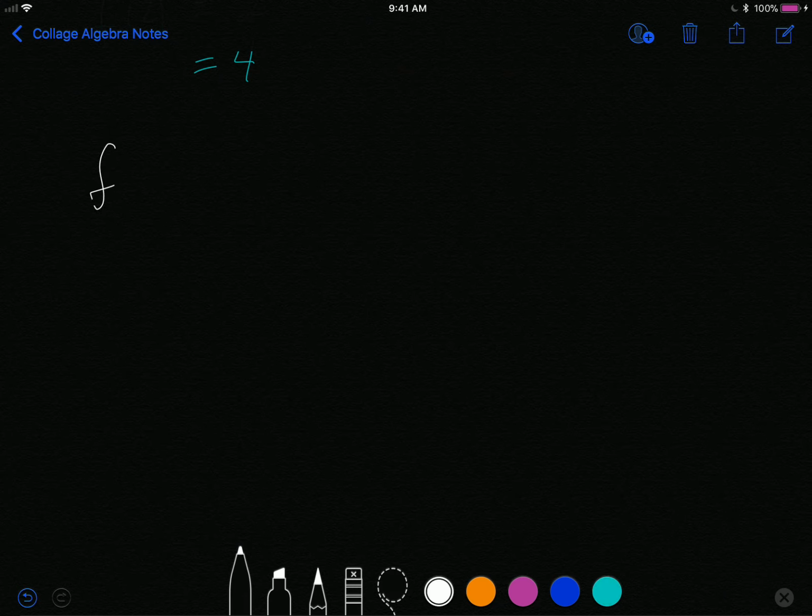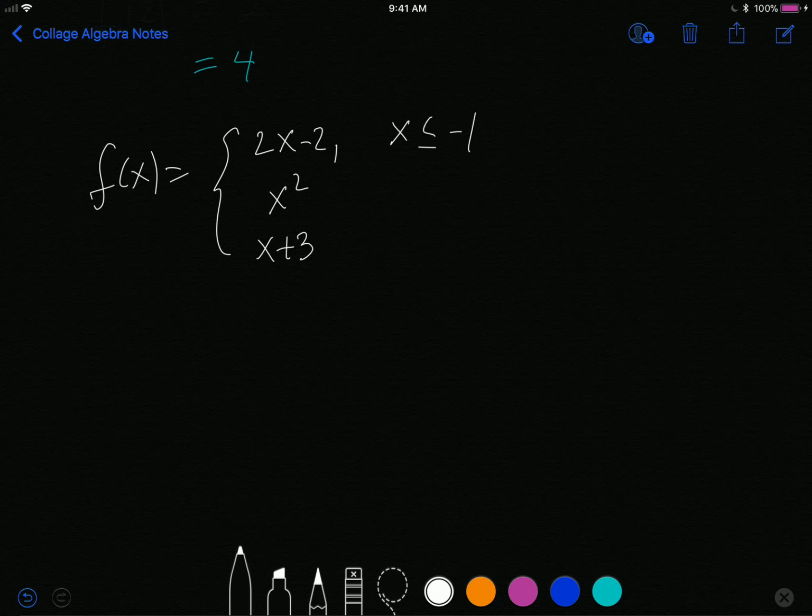So I have my function again, f of x equals 2x minus 2, x squared, and then x plus 3, and then I will have x is less than or equal to -1, and then x is greater than 2. To draw this graph in a piecewise sense, what you're going to have to do is draw all three graphs and then overlap them carefully. So, let me see what I mean. So I go this way, and I go across this way.